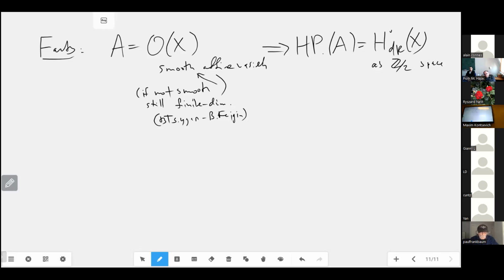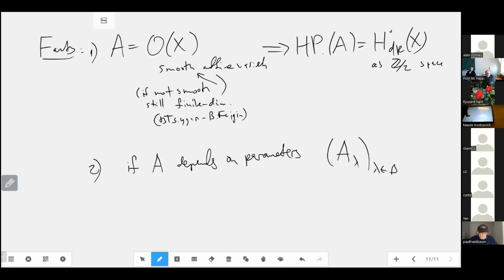Now, maybe one more fact. If the algebra depends on parameters, like A_lambda with some base, then we get a flat connection on periodic cyclic homology. It's called the Getzler-Gauss-Manin connection.